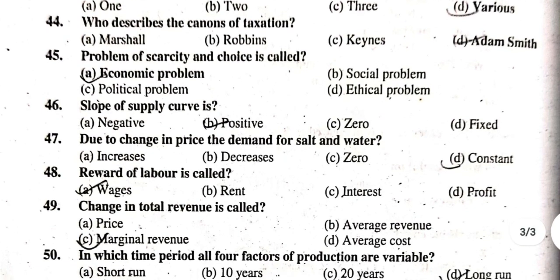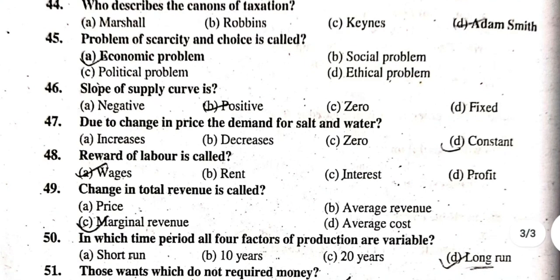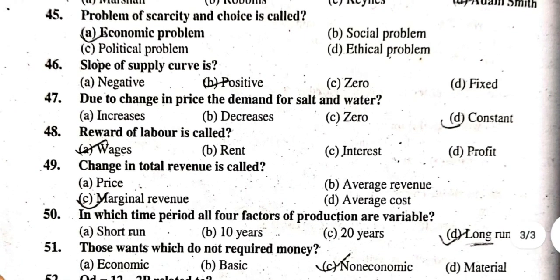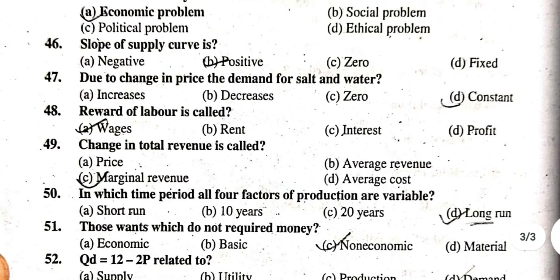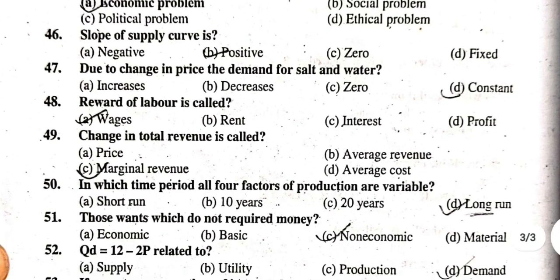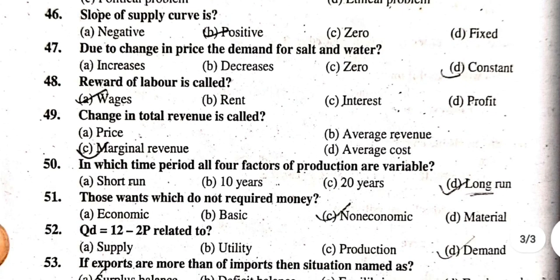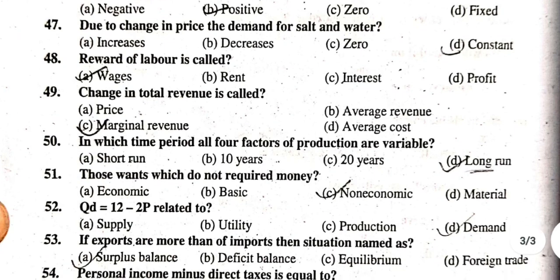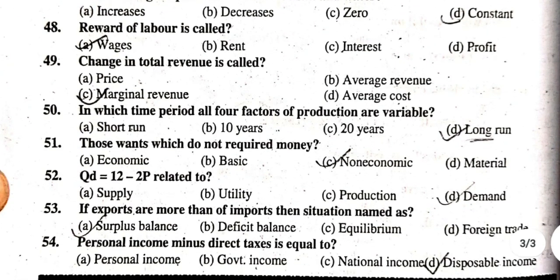50. In which period are all four factors of production variable? The long run. Those which do not require money are non-economic. 52. Quantity demanded is 12 minus 2P, related to demand. If exports are more than imports, then the situation is named surplus balance. Personal income minus direct tax equals disposable income.